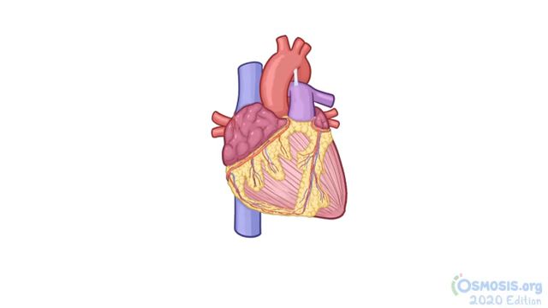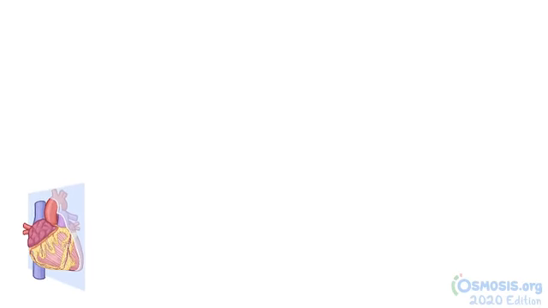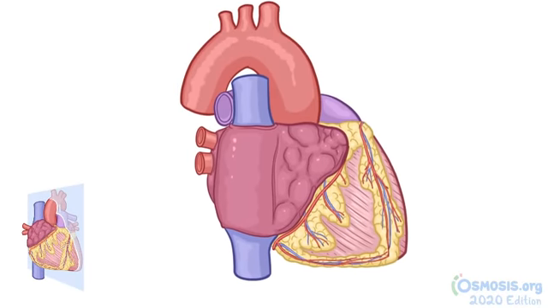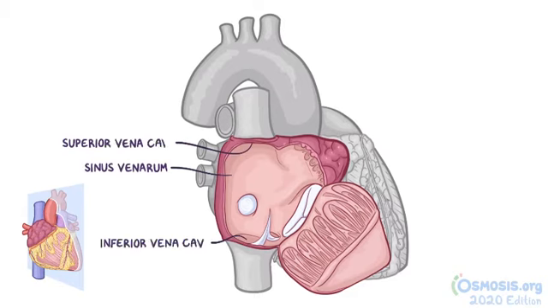Now let's have a look at each chamber of the heart, starting with the right atrium. This is a right anterolateral view of the heart, where we dissected the right atrium in order to see its contents. The right atrium has a smooth, thin-walled posterior part called the sinus venarum, where both superior and inferior vena cava, as well as the coronary sinus, open. Then there's a rough, muscular anterior part formed by the pectinate muscles.